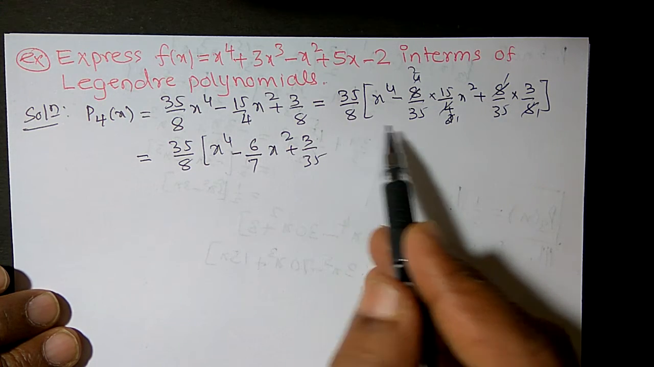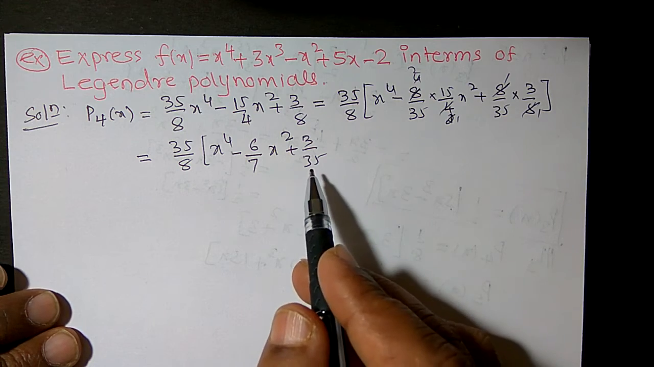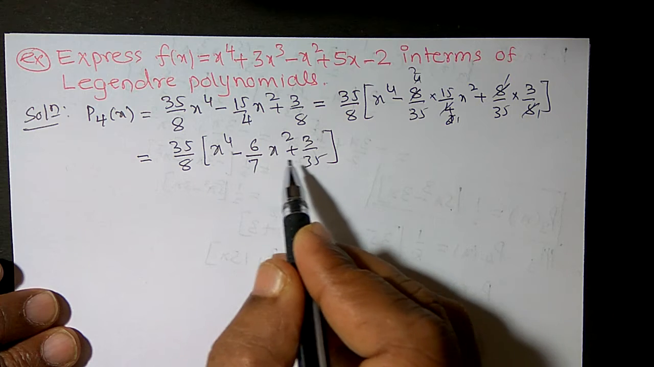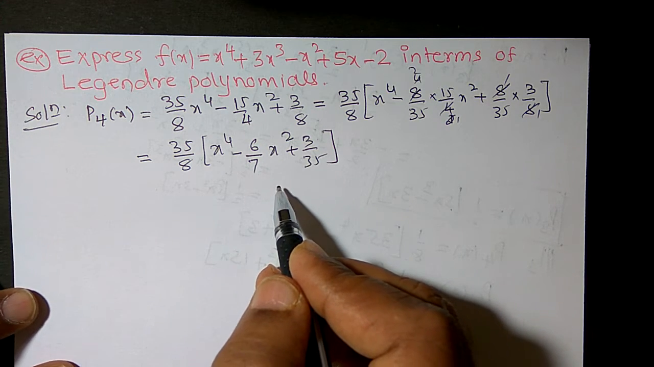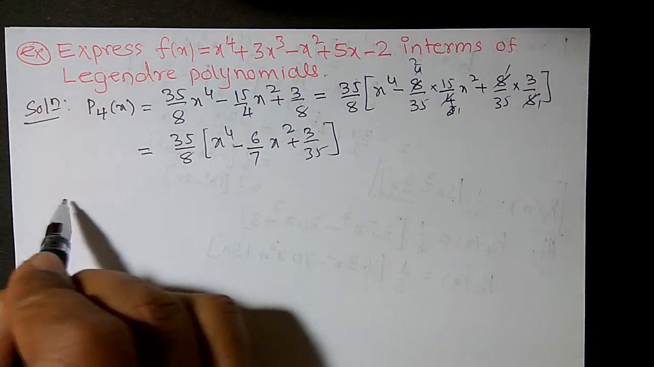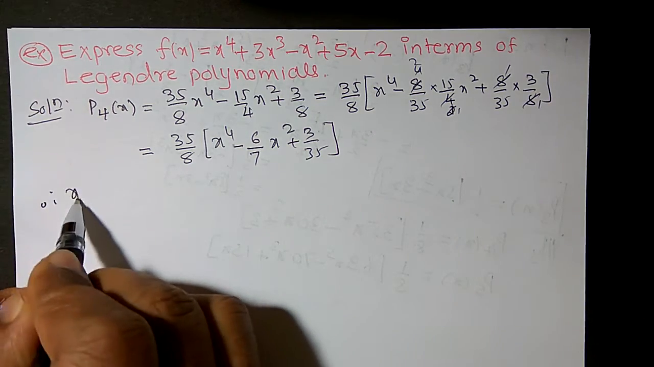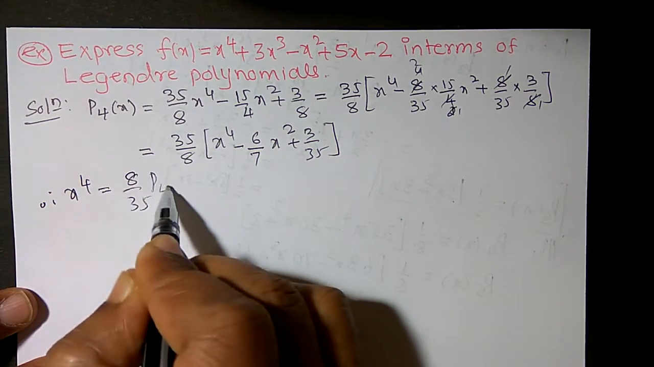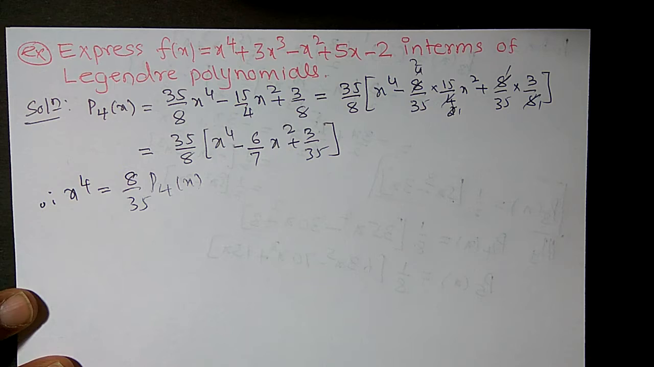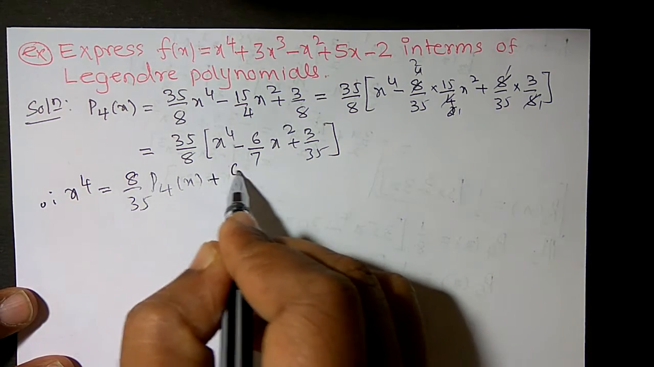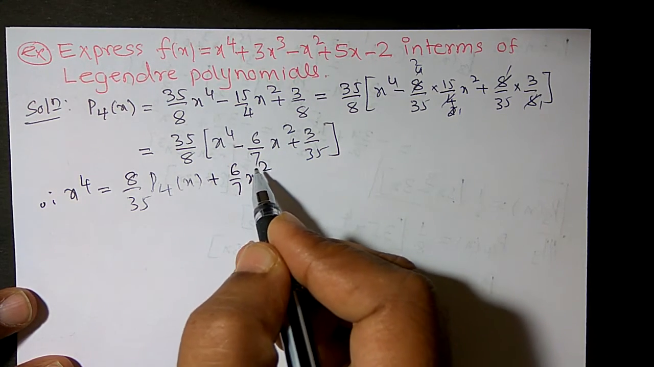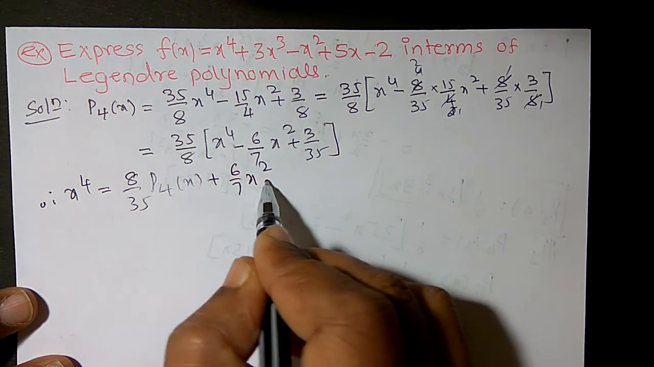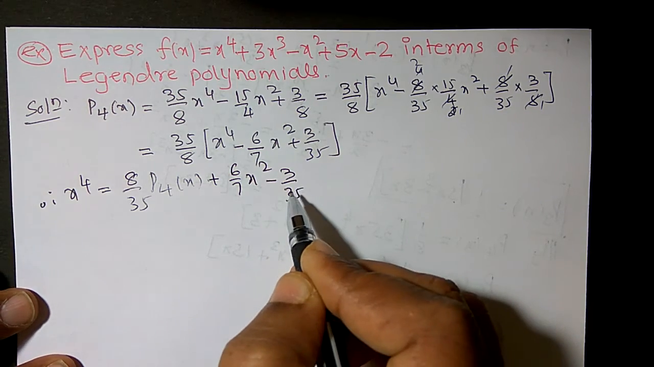35/8 is common from all the terms, and I can simplify. So I will get 35/8 (x^4 - 6/7 x^2 + 3/35). Or it can be written as x^4 = 8/35 P4(x) + 6/7 x^2, and this term becomes the other side, minus 3/35.